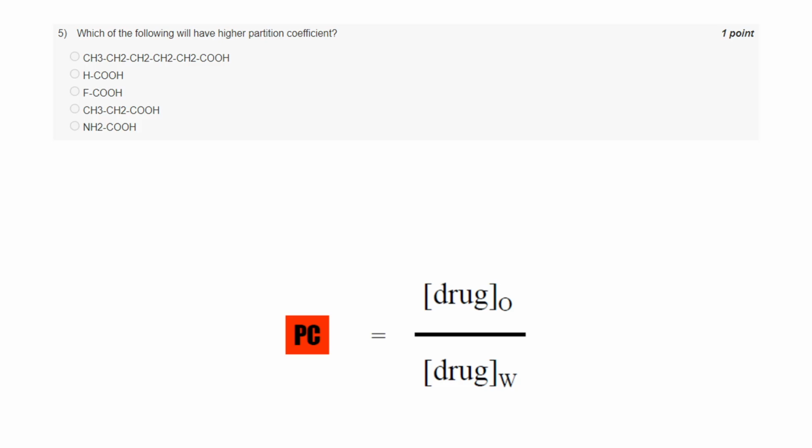So the question is asking us which will have higher partition coefficient. Whichever has a higher solubility in the oil phase will have a higher partition coefficient. From the given options, you can clearly see that the first compound has a lot of carbon molecules in it. As a result, it will be more hydrophobic and it will have the highest partition coefficient. Making sense? If you guys have any doubts, you can just unmute the mic and ask.